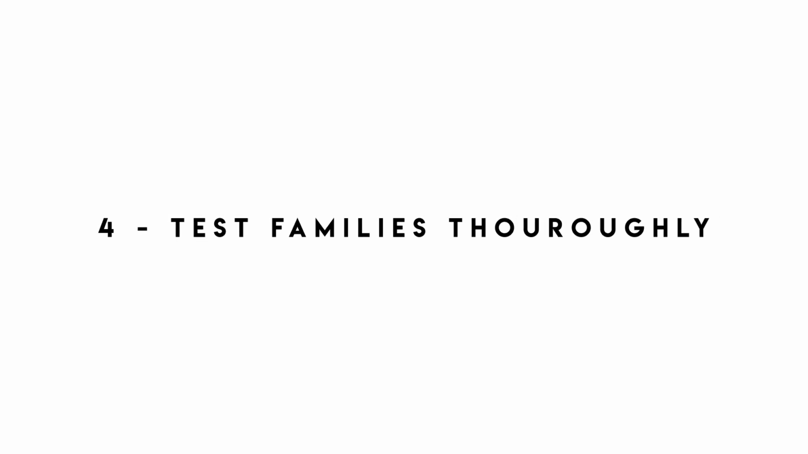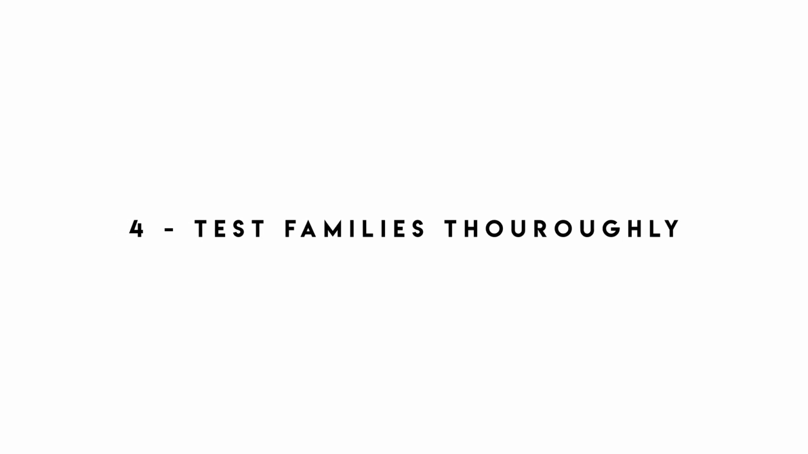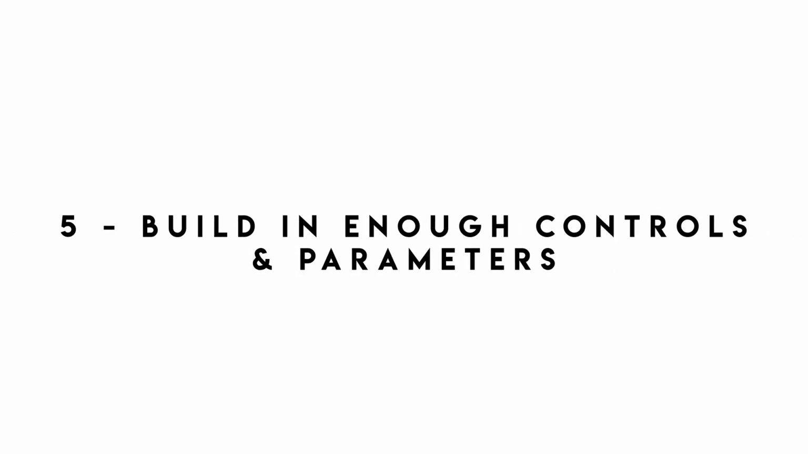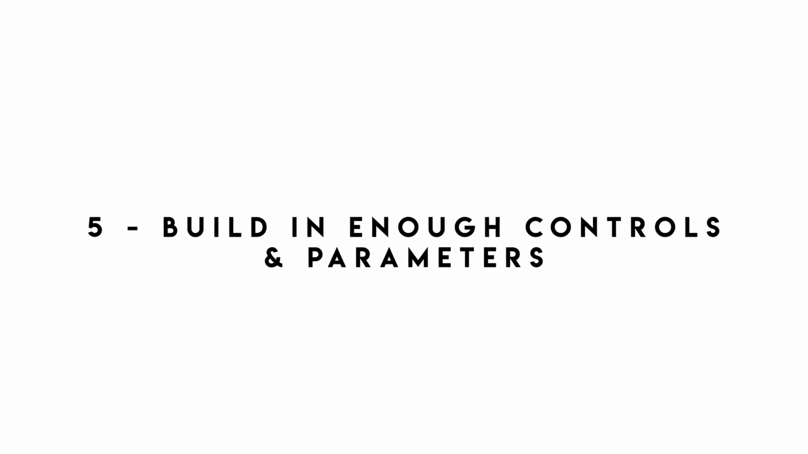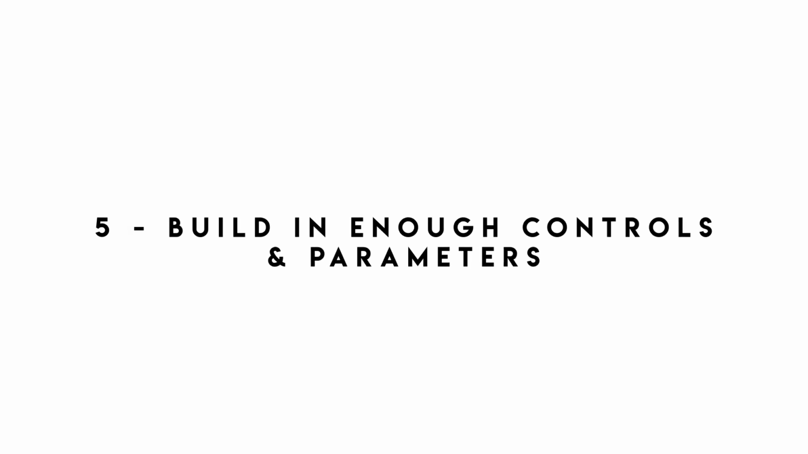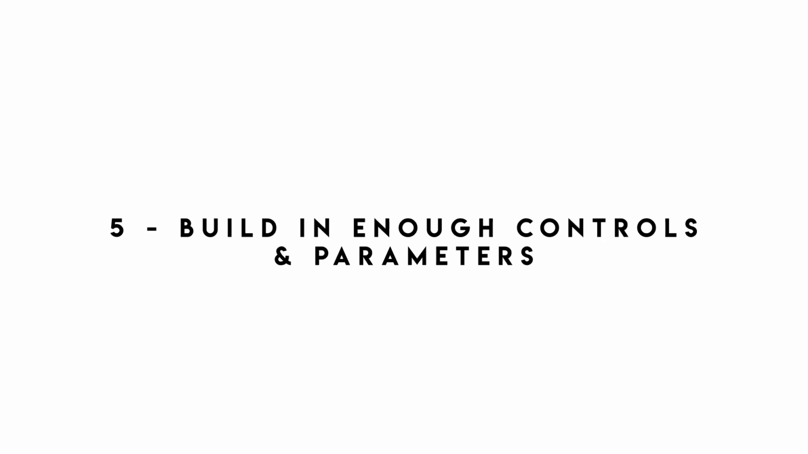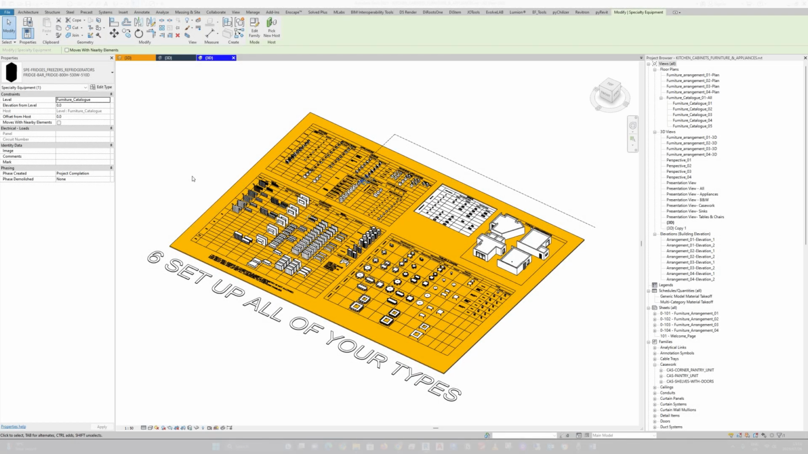So strategy 4 is to test your families thoroughly. This may involve using them in your projects for a time and seeing really what works and what does not work. Strategy 5 is that you want to build in enough controls and parameters in your families in order to manipulate them appropriately as you would need. Point number 6 is to set up all of your types beforehand.